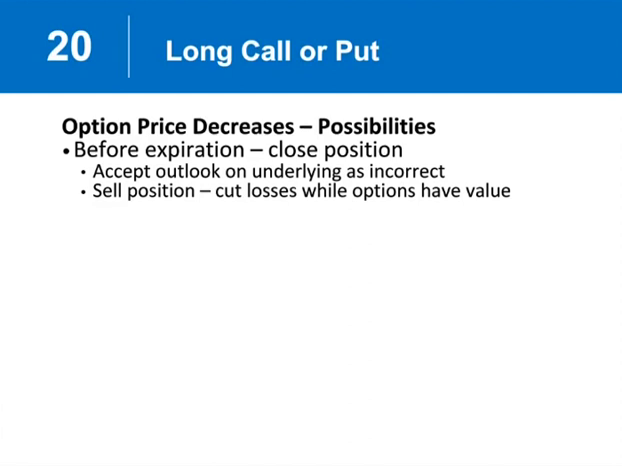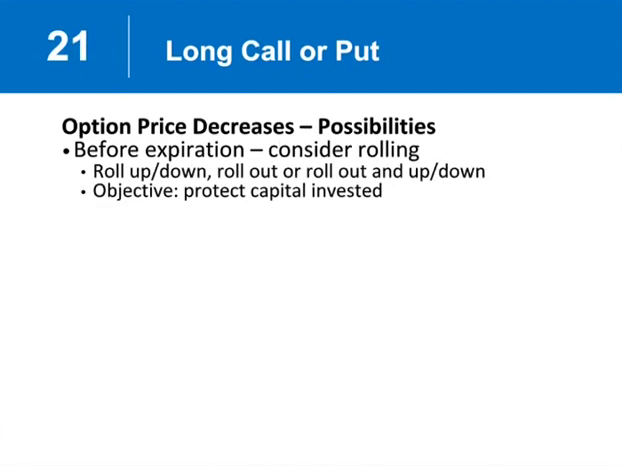Another possibility is to consider rolling, and there's nothing wrong with rolling. That is really the other key choice versus just getting out. You might roll because you truly believe in that forecast but you just need more time, or you've got to roll down to a different strike because of things that have changed. But rolling is a very, very viable approach to changing a position that's gone bad.